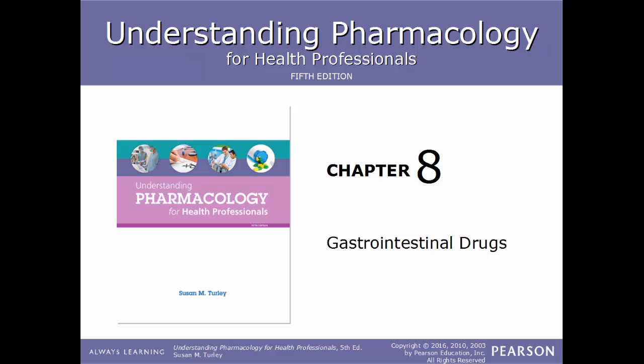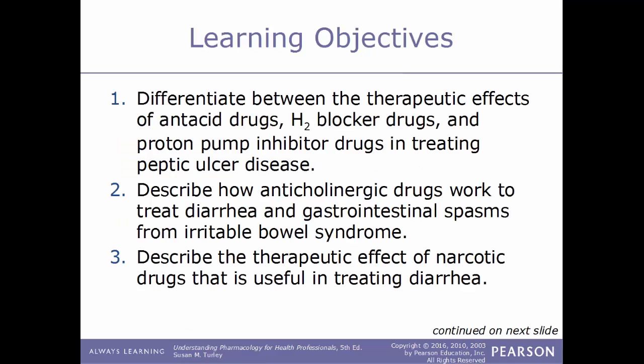In this video, we will discuss chapter number 8, Gastrointestinal Drugs. Learning objectives for this chapter: differentiate between the therapeutic effects of antacid drugs, H2 blocker drugs, and proton pump inhibitor drugs in treating peptic ulcer disease.